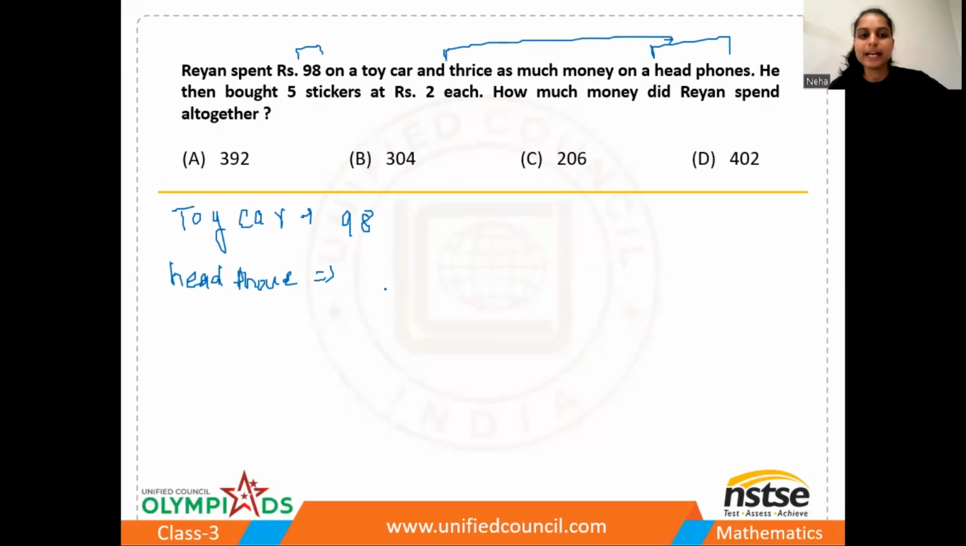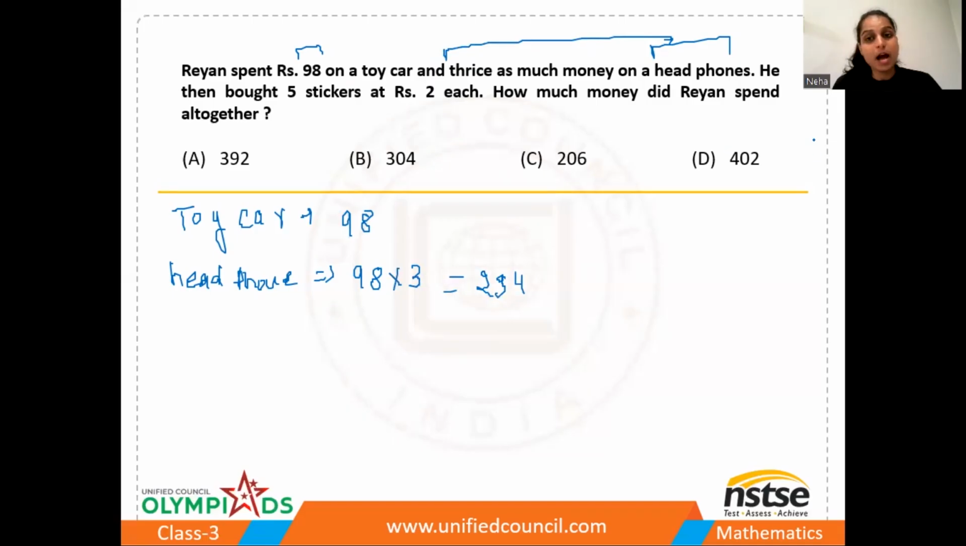Price, that means 98 multiplied by 3. Price means 3 times. So the price of the headphones is nothing but 98 multiplied by 3. 8 3s are 24, so 4 and 2 is the carry. 9 3s are 27, 27 plus 2 is 29. So this is 294 rupees.